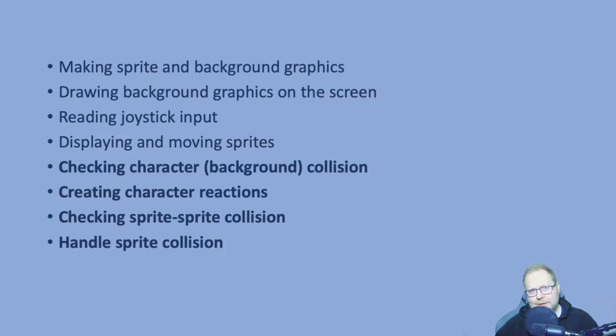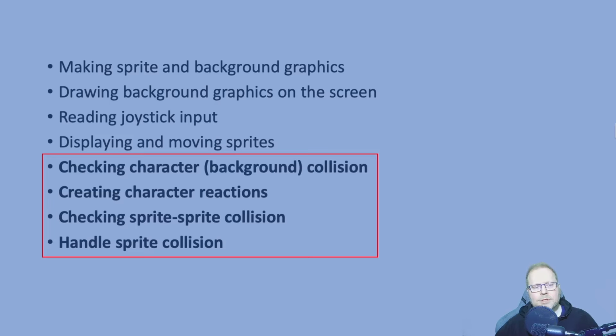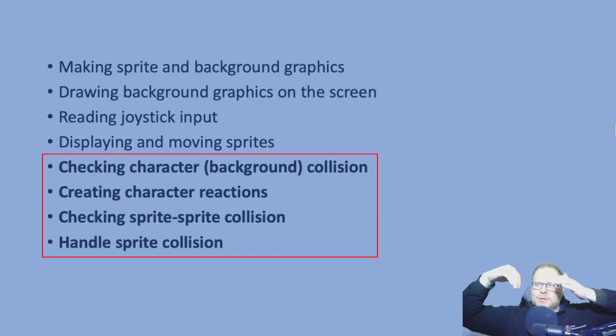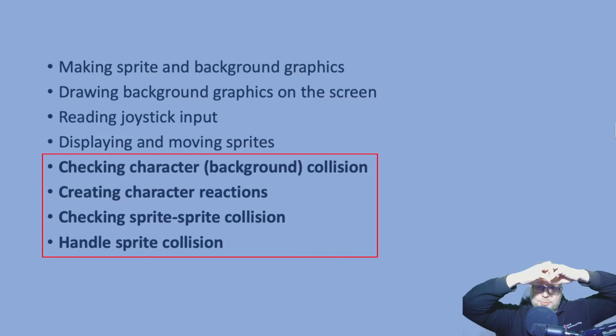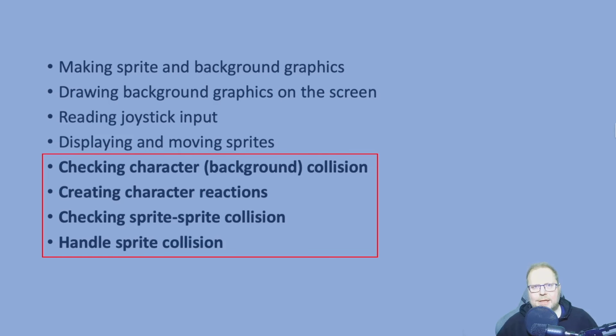But we're going to be talking about the last 4 things here. Checking the character collision. So what happens when a sprite collides with background characters? We're going to create character reactions. What happens when the sprite collides with a coin? And we also need to check collision between sprites. What happens if 2 sprites collide? And we need to handle that in a special way. So basically, we're talking about character collision and collision between sprites. That's what we're going to focus on in this mini-series.